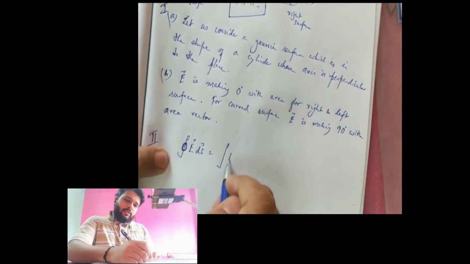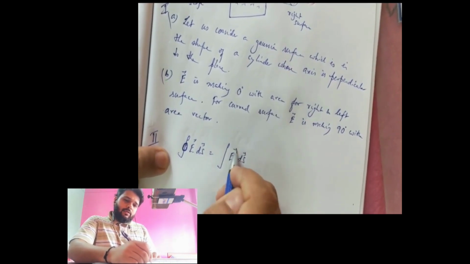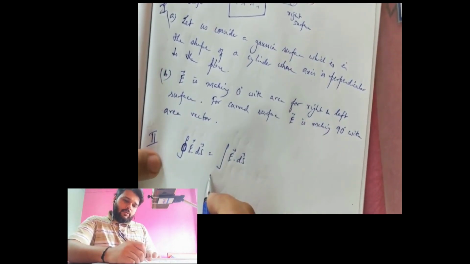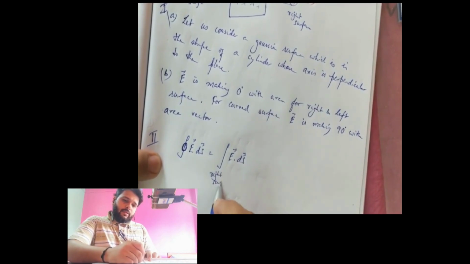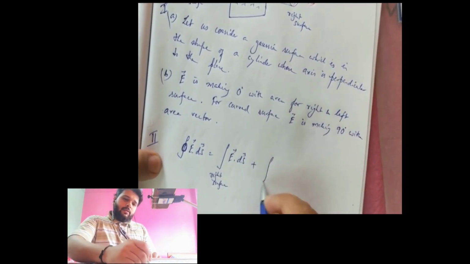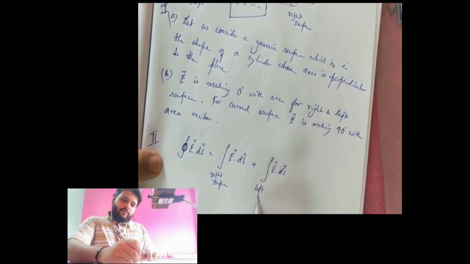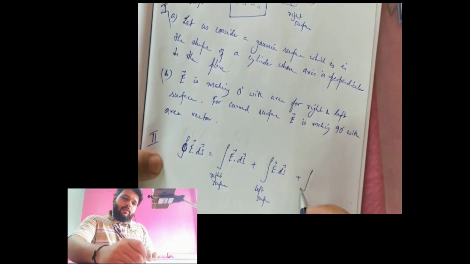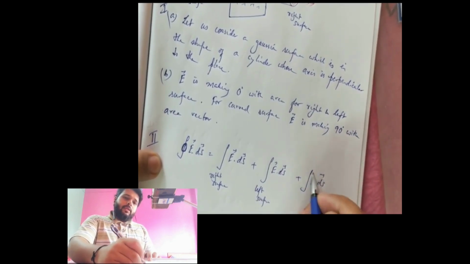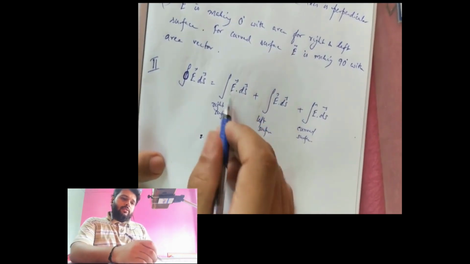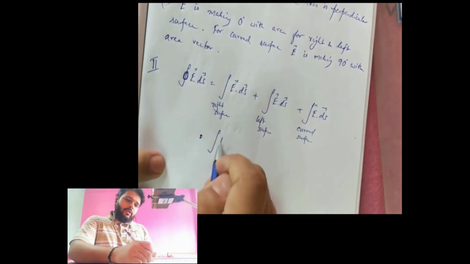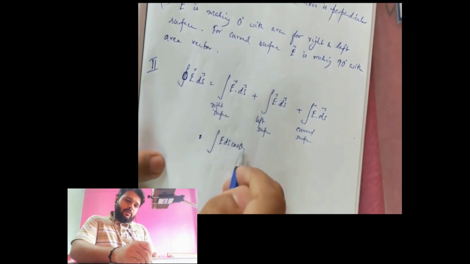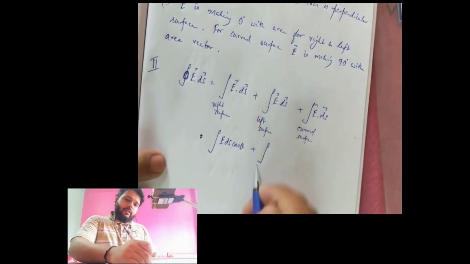So we know this is in the shape of a cylinder. So here it will be E dot ds for the right surface, the surface which is on the extreme right, next E dot ds for the left surface, and E dot ds for the curved surface. Now to write the magnitude of this dot product, it will be E ds cos theta, where theta is the angle between electric field and area vector.